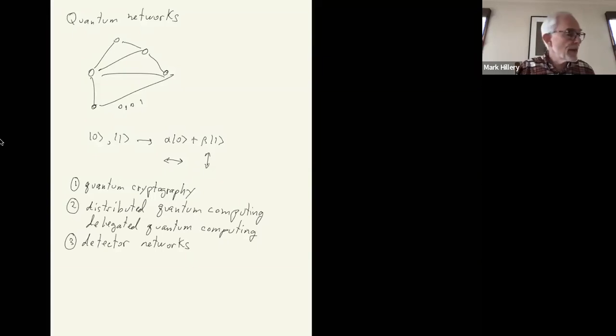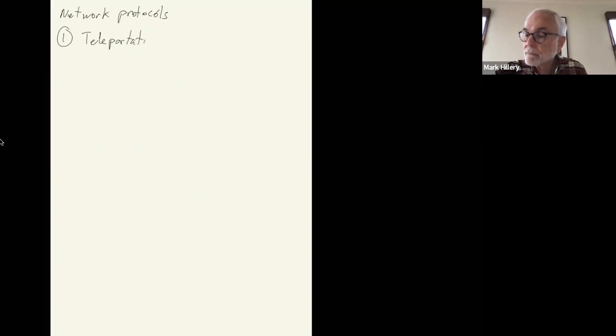Okay, so now let me talk about a few basic network protocols. The most important one is teleportation. And this is a way of possibly getting around this distance limitation that we have, whereby we can't use amplifiers to boost the signal. I'll explain how teleportation plus another thing called entanglement swapping, which are very closely related, are a possible way of getting around the distance limitation if you're using fibers. The other way is just using satellites.